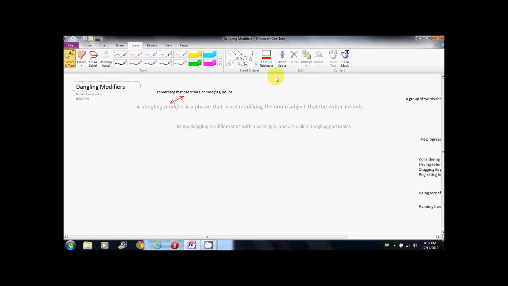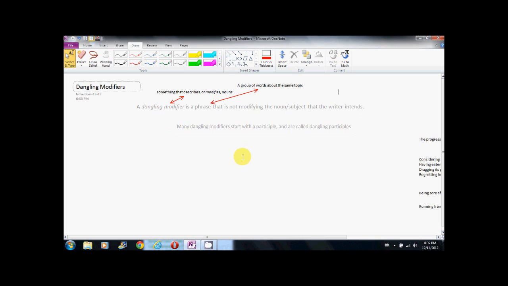But what we're looking for is something a little different. We're looking for a group of words, a phrase that describes or modifies this noun. All right, so again, we're looking for a group of words that are acting together. They're about the same topic, and they're describing or modifying a noun. But the problem is they're not modifying the noun or subject that the writer intends.